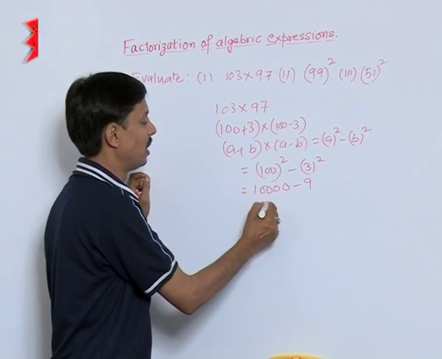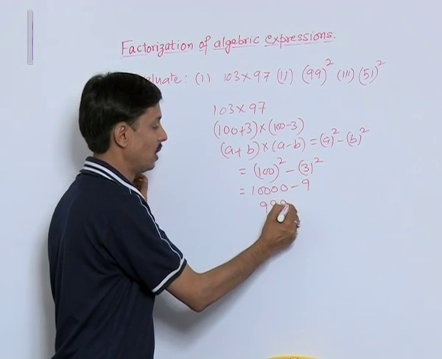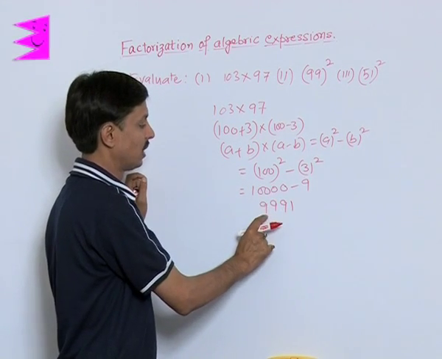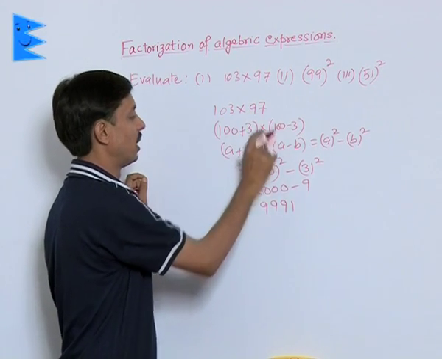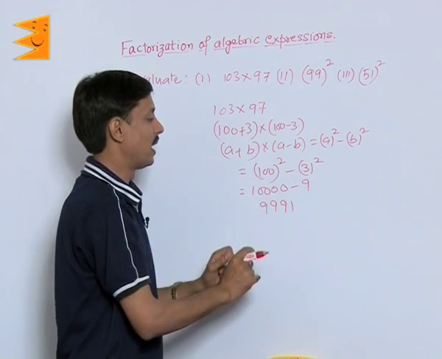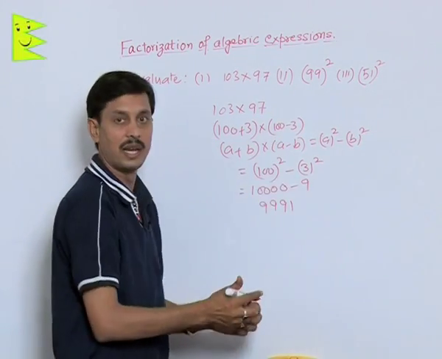So the answer will be 9,991. 9,991 is the answer of 103 into 97. So this can be multiplied directly, or the same can be solved by using this identity.